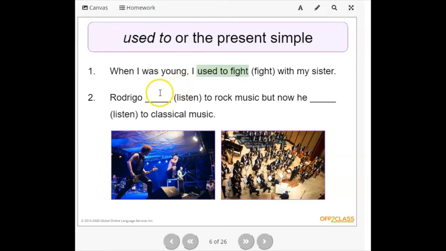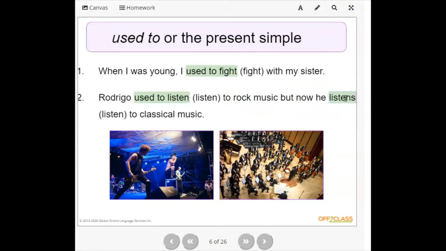Number two, Rodrigo used to listen to rock music, but now he listens to classical music. One little thing about pronunciation, notice that the d doesn't sound. That's because it's followed by the t sound. So we lose this d sound. So it's used to. Rodrigo used to listen to rock music.